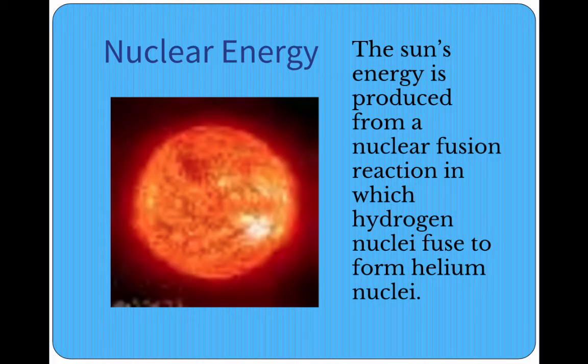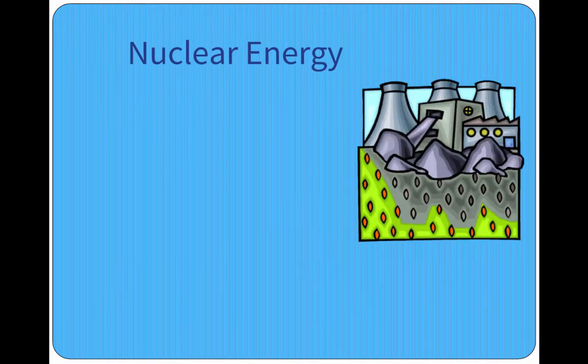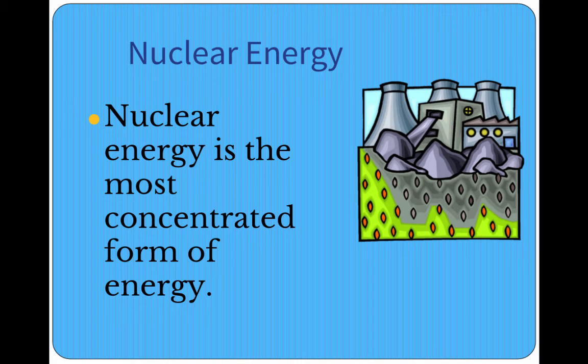The sun's energy is produced from a nuclear fusion reaction in which hydrogen nuclei fuse together to form helium. So nuclear energy is the energy in the sun. Electromagnetic energy is the energy we get from the sun. Nuclear energy is the most concentrated form of energy that we know of.